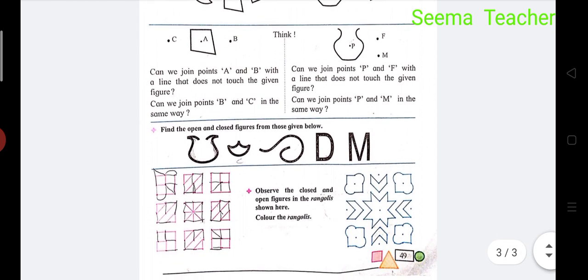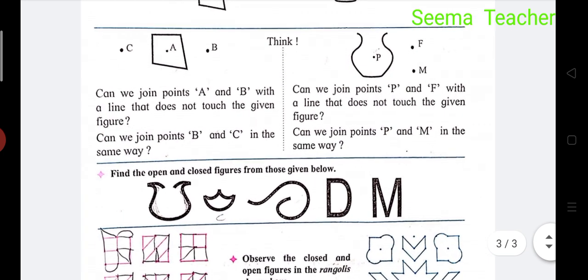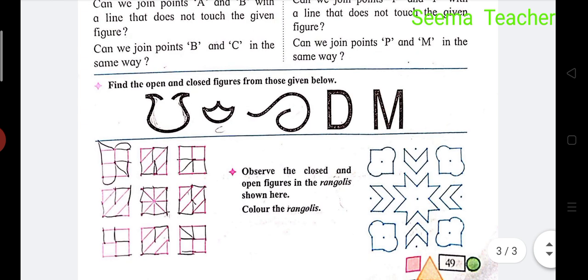So now a picture is given. Find the open and closed figures from those given below. So look here, this is an open picture. And look here, in this picture all sides are closed, so it is a closed picture. Again this also is open. So look here, letter D. D is a closed letter. So this is a closed picture of D. And this is M, it is open.